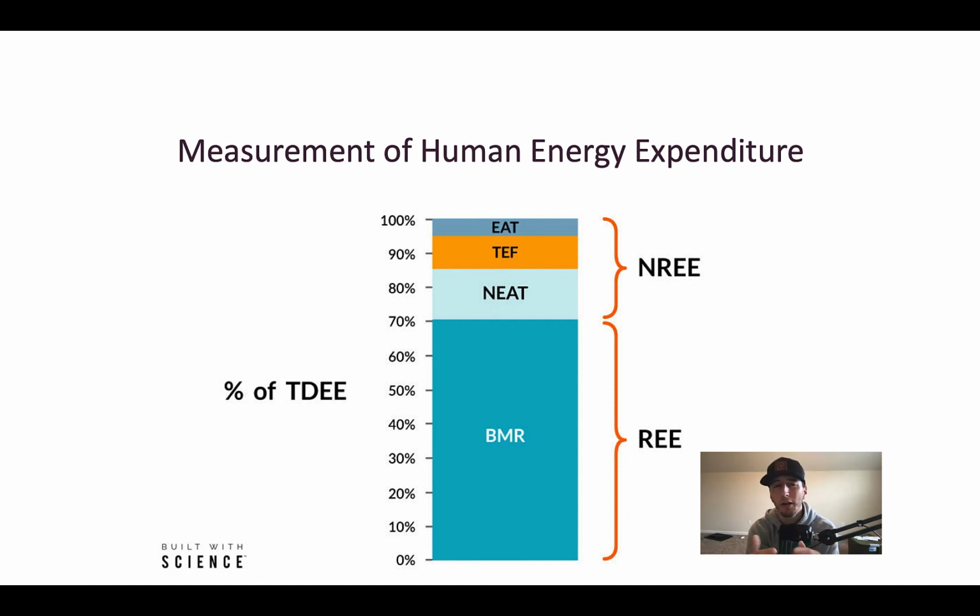If you run ultra marathons, you're going to spend a greater percentage of your day exercising than the average individual, like most of us, right? So that exercise activity thermogenesis kind of scales, but for the most part, it's not really associated with high levels of energy expenditure. It's very small and acute.